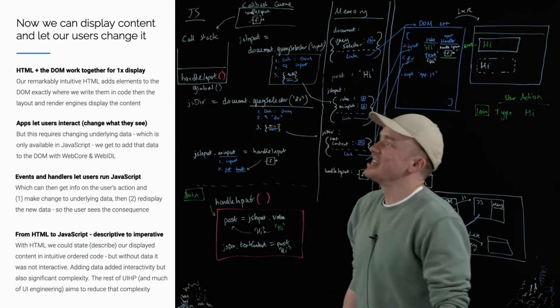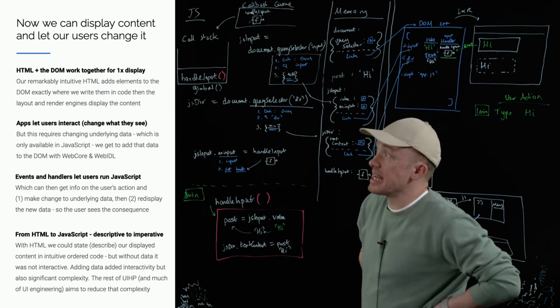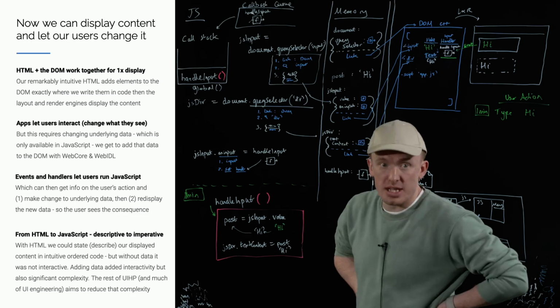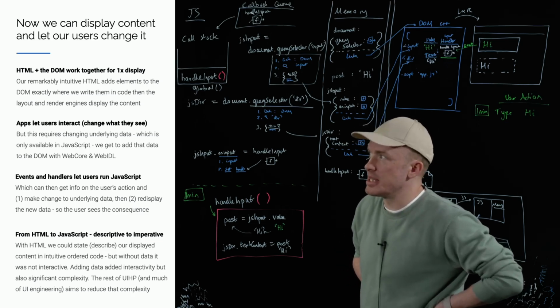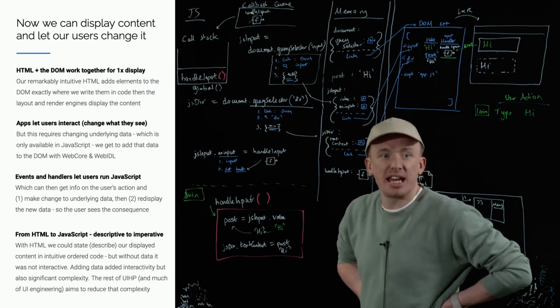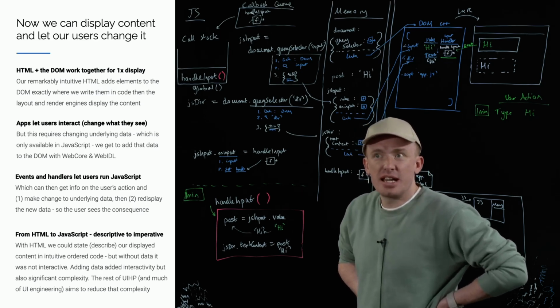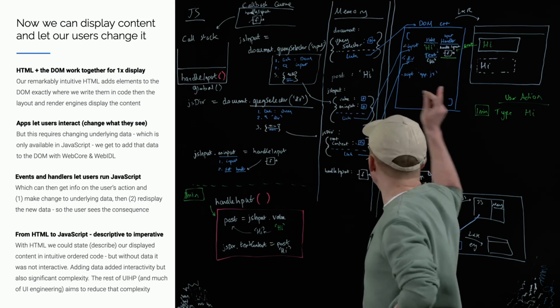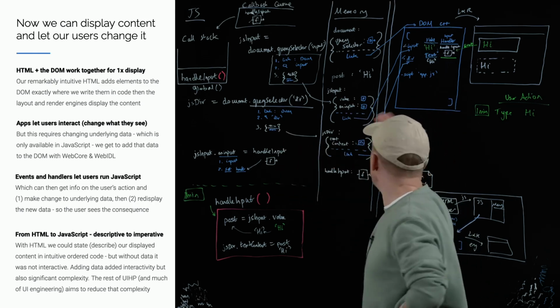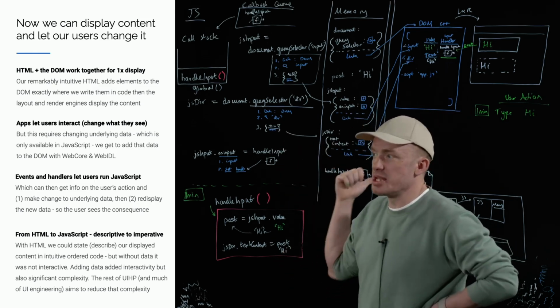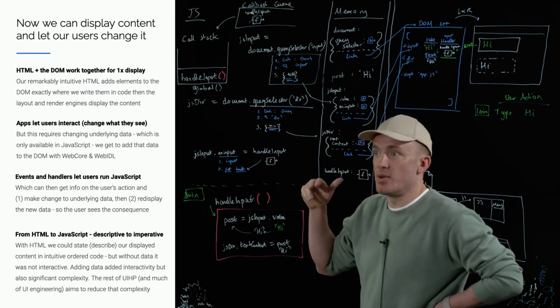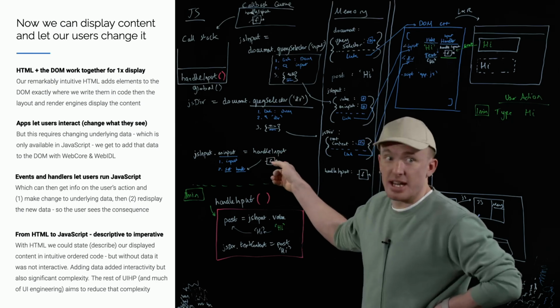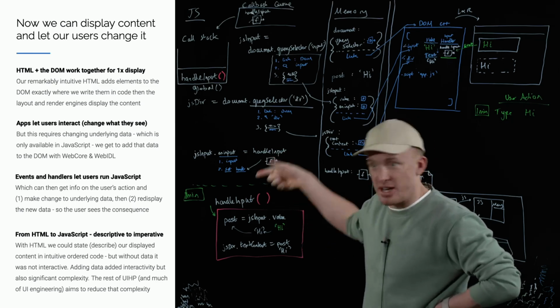All right. Now we can display content and let our users change that content. I really like that phrasing, now I think about it, because it's nice and ambiguous, intentionally, because content is here and here. Once the pixels are on there, it's content. But if you want to change it, it's going to need some underlying data to change.